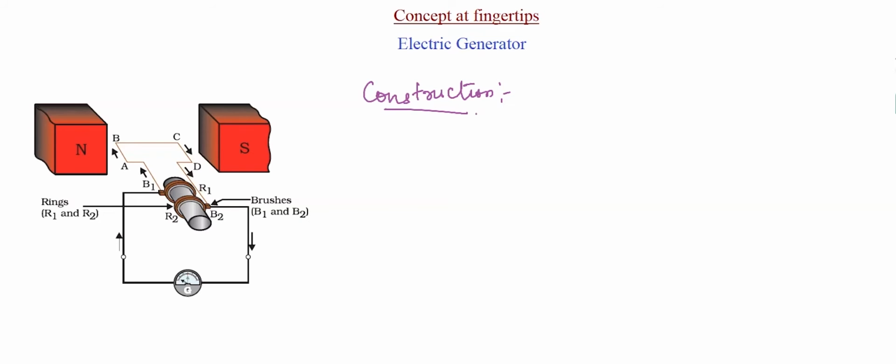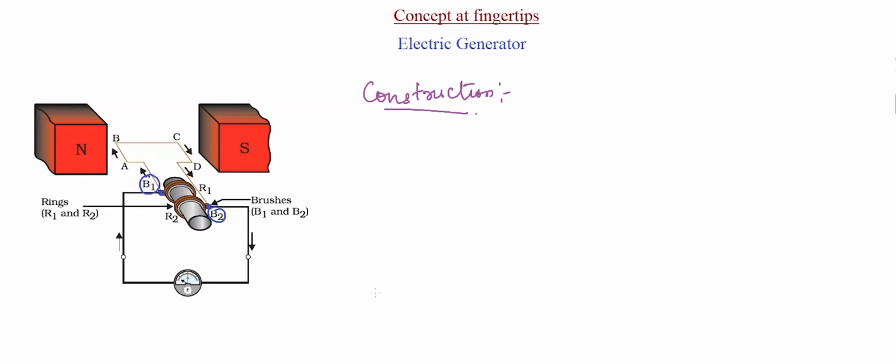Now we can see two brushes, B1 and B2. These are stationary and they just make touching contact with the rings. These brushes B1 and B2 form contact with the external circuit. Here there is this galvanometer and the wire that is given to the external circuit.